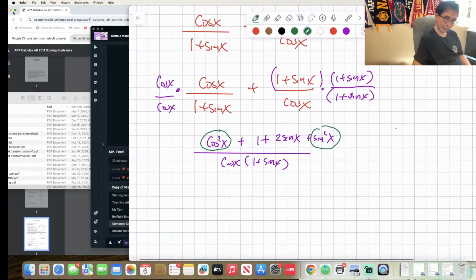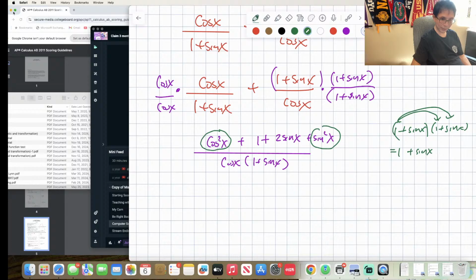I'll write down the side. 1 plus sine of x times 1 plus sine of x. This times this is equal to 1. This times this is equal to sine of x. This times this is equal to sine of x. This times this is equal to sine square of x. And that's how you got 1 plus 2 sine of x plus sine square of x.